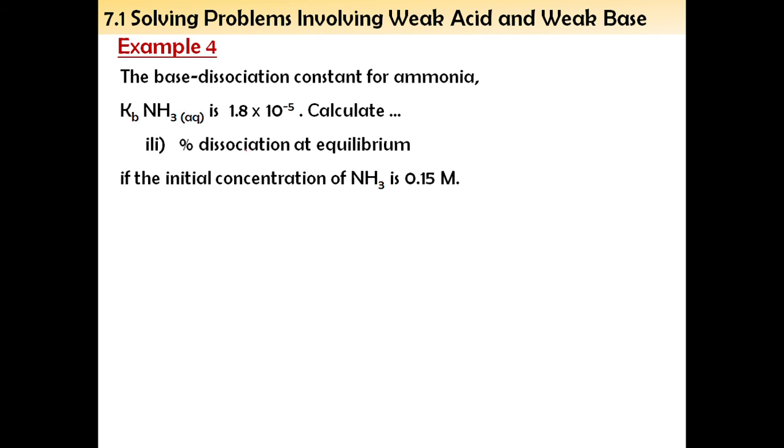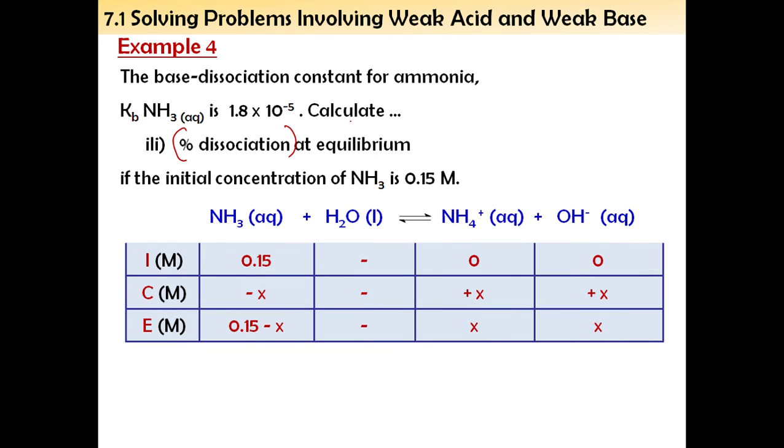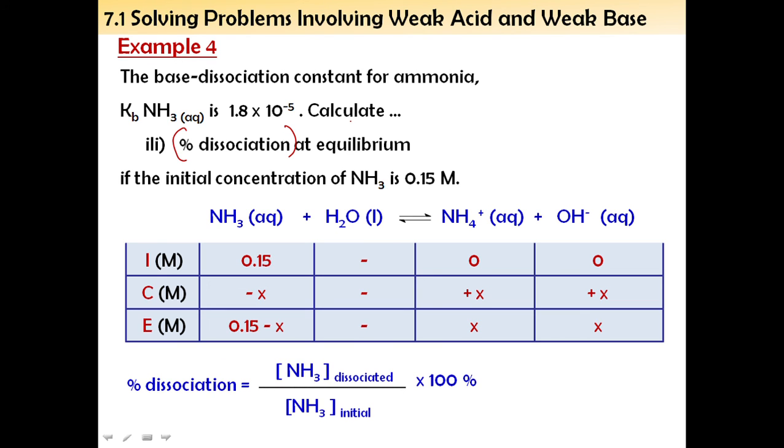Okay, barulah jumpa percentage dissociation. Macam mana nak buat? Again, kita sambung daripada soalan 1 dengan 2 tadi. This is the ice table. For percentage dissociation, this is the formula. NH3 dissociate divide with NH3 initial. Okay, jadi untuk initial, dia adalah 0.15. Jadi yang ini, saya boleh substitute 0.15 m.